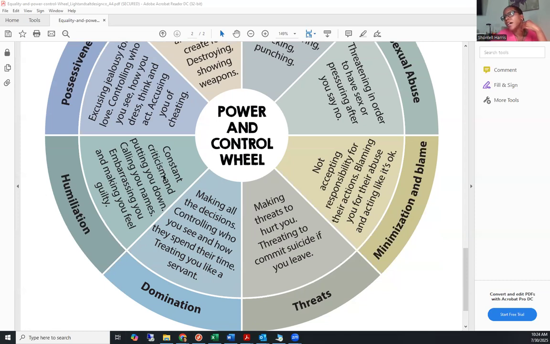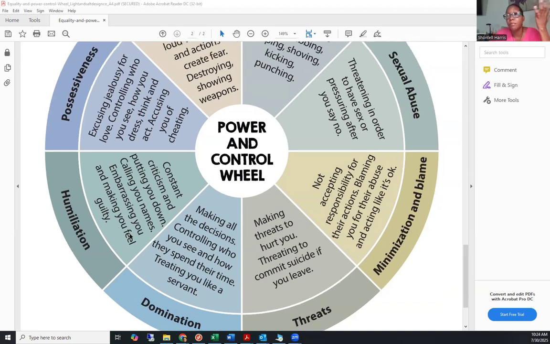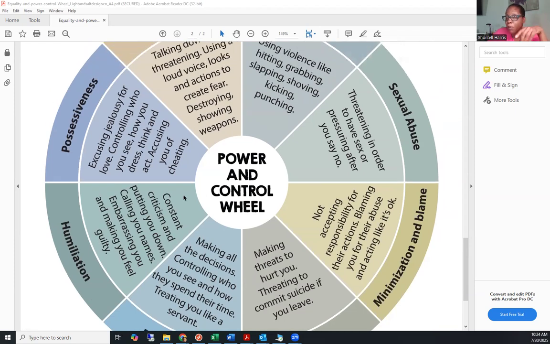Humiliation: constant criticism and putting you down, calling you names, embarrassing you, and making you feel guilty. It's making somebody feel like they're not good enough. Somebody always criticizing you: you should have done this better, you're so stupid, that kind of thing. That's humiliating a person. A lot of times people do it in public too.